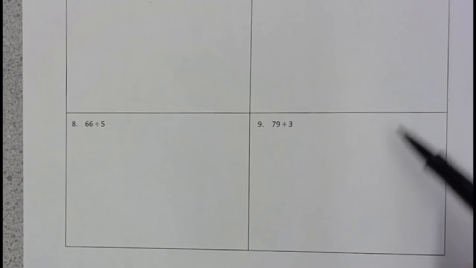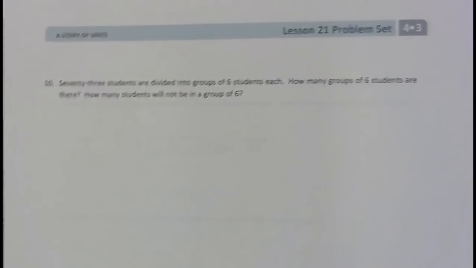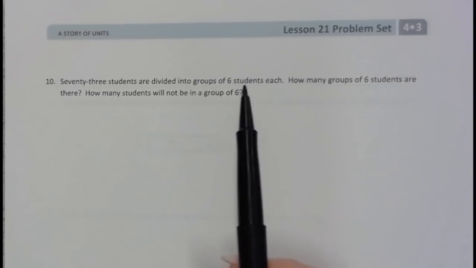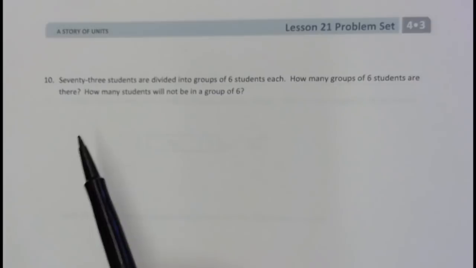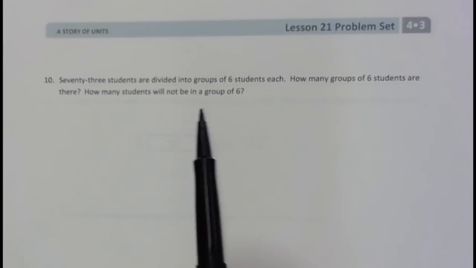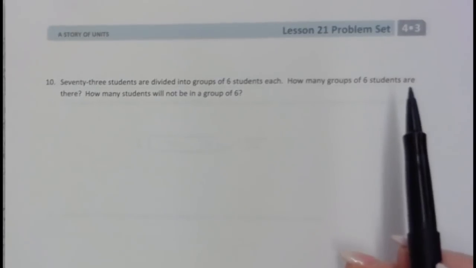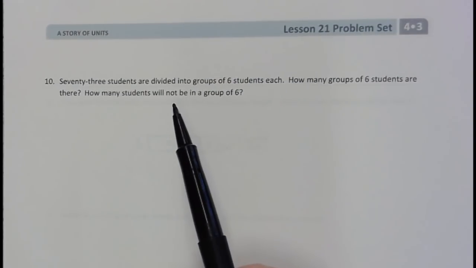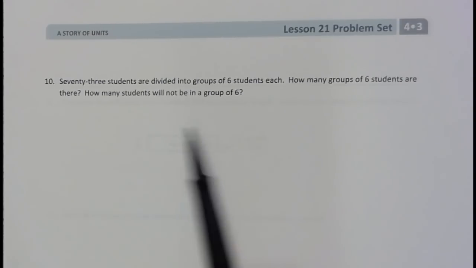On the back, you have a word problem that I want you to complete. It is just one word problem. Okay, it says 73 students are divided into groups of 6 students each. How many groups of 6 students are there? How many students will not be in a group of 6? So how many groups of 6 are there? And then how many students will not be in a group? Okay, how many will not be in a group of 6?